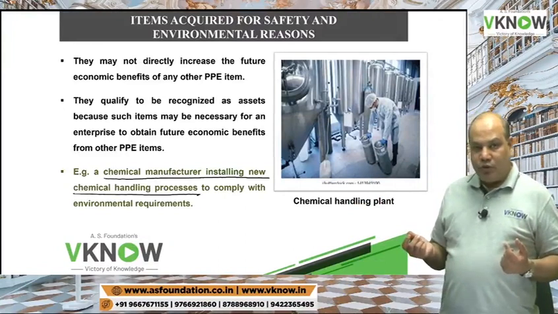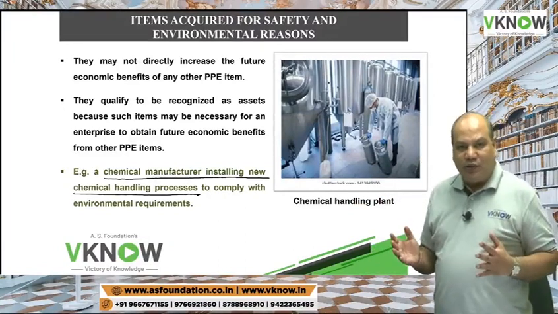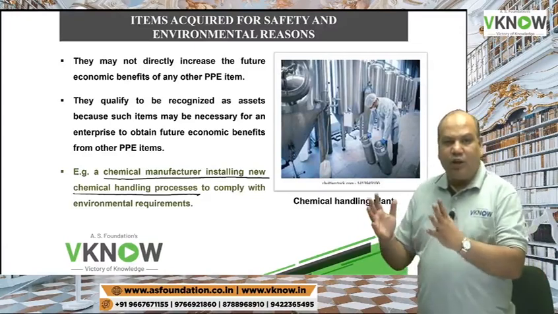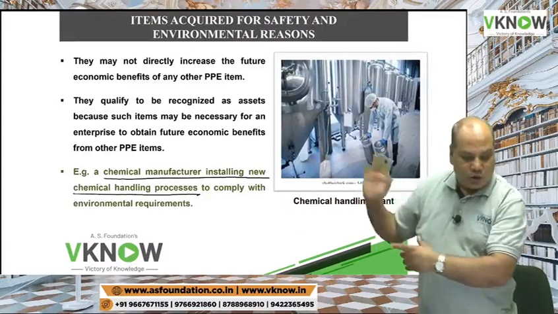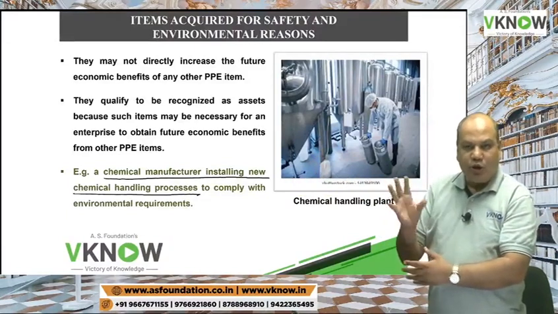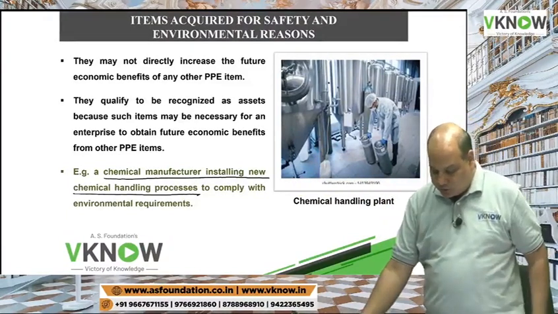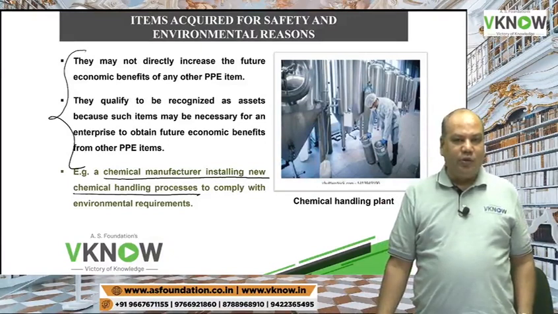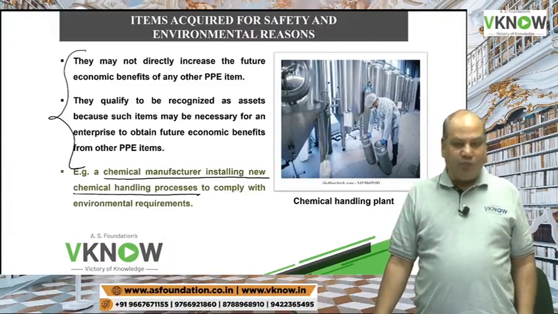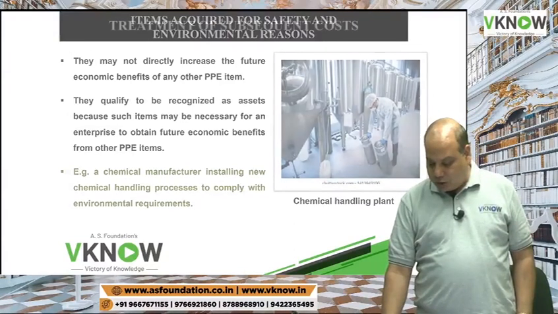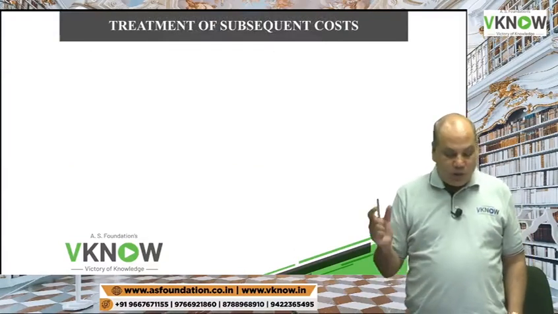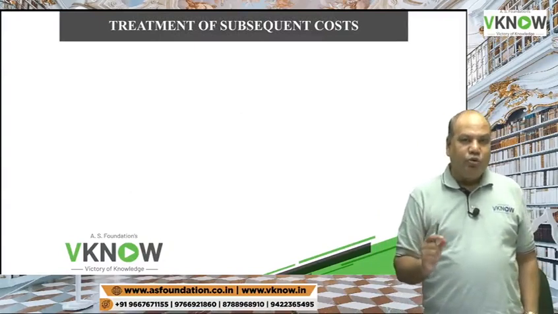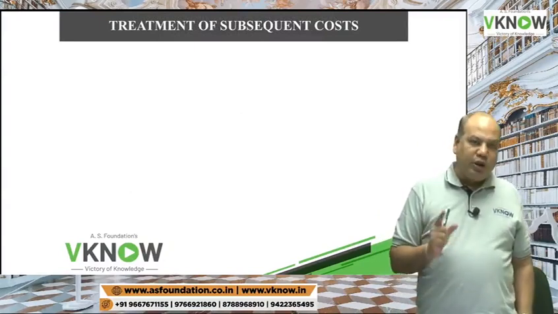Theoretically speaking, such assets which are for safety and environmental reasons, there is a fire extinguisher in our office also. Now, really speaking, they don't meet the definition, but the standard makes an exception: even such items will be treated as property, plant and equipment items. So items for safety like fire extinguishers, items for environmental protection like chemical handling plants, may not give future economic benefit themselves, but their presence is required so that the company can operate, and therefore they are also PPE items.